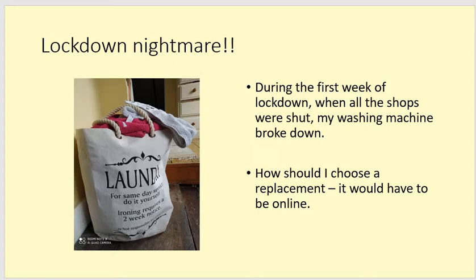First of all, a sad story from lockdown. It's sad but true. During the first week of lockdown, when all the shops were shut, my washing machine broke down. My laundry basket quickly started to overflow. How should I choose a replacement? It would obviously have to be online. No going to look at the machines and touch them or whatever in the shop because everything was shut. And although washing machines I think are fairly essential, those shops were shut too.